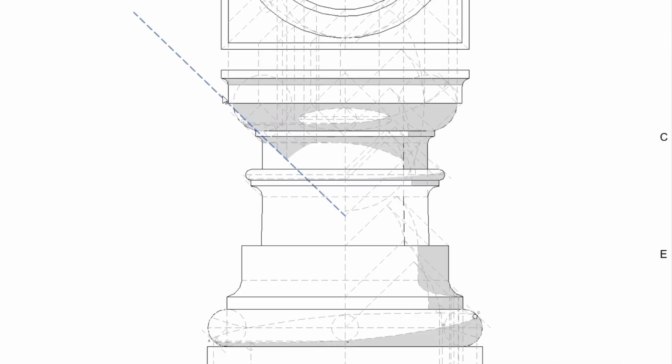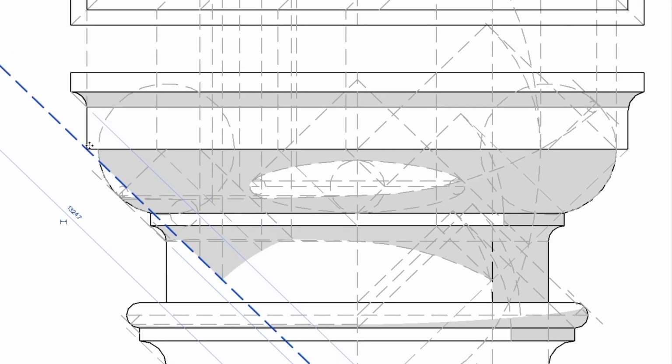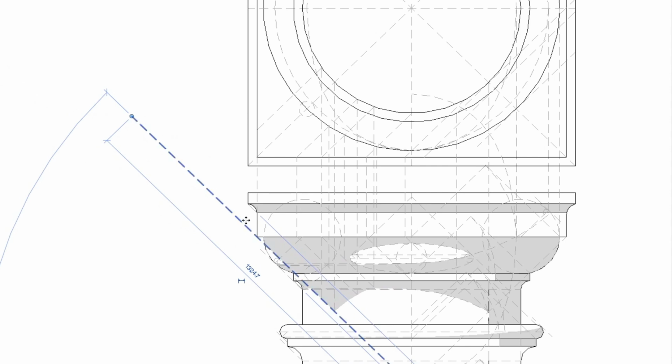You can see that on the Tuscan column here. I've extended this dashed line here. Basically, what I was doing was casting a shadow from the corner of the abacus, I should say the bottom corner of the abacus, until it meets the column. So that's the shadow of the abacus projected onto the column itself, and it's done using this 45-degree diagonal line.